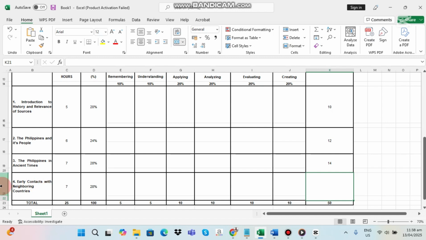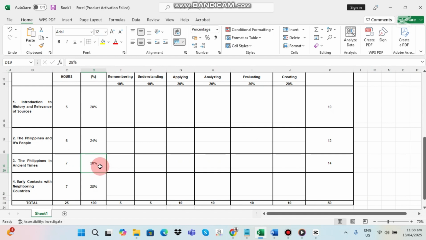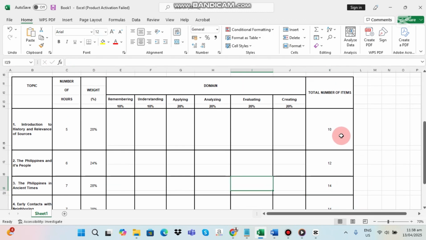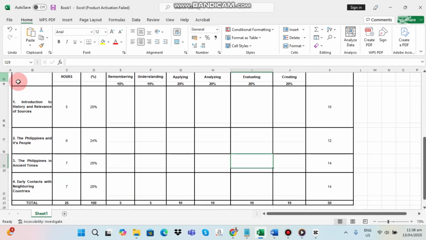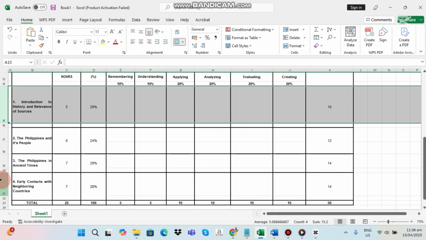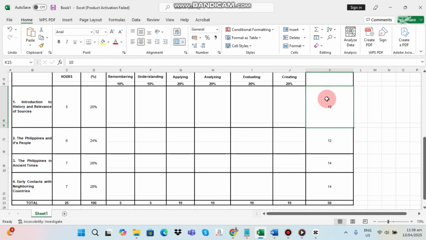And then same as here in the fourth topic, since it has the weight percentage of 28, we have 14. So right now we already have the total number of items for the first topic to the fourth topic. We are going to add these four numbers to check if it equals 50. So we have 10 plus 12 plus 14 plus 14.